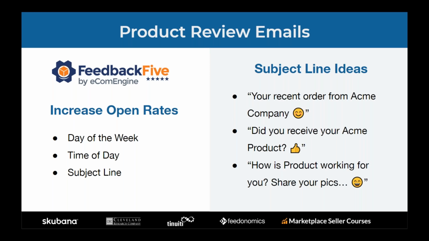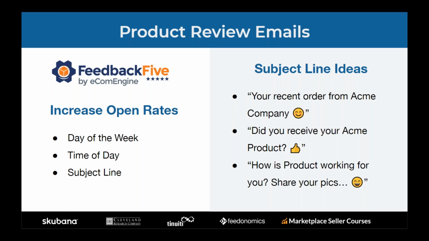The first thing that you need to focus on to get more ratings and more product reviews is to increase the open rate of those emails. We know that Amazon allows customers to opt out if they don't want to receive emails at all. But for those who do receive them, we want to increase the open rate. The three main ways to do that, the three things to focus on, are the day or days of the week that the email sends, the time of day, and the subject line. So that more than anything else.